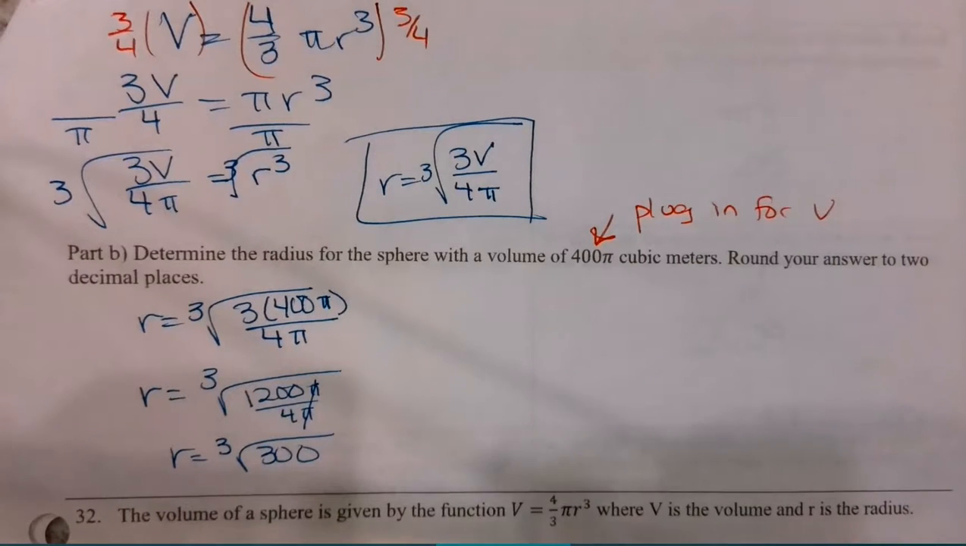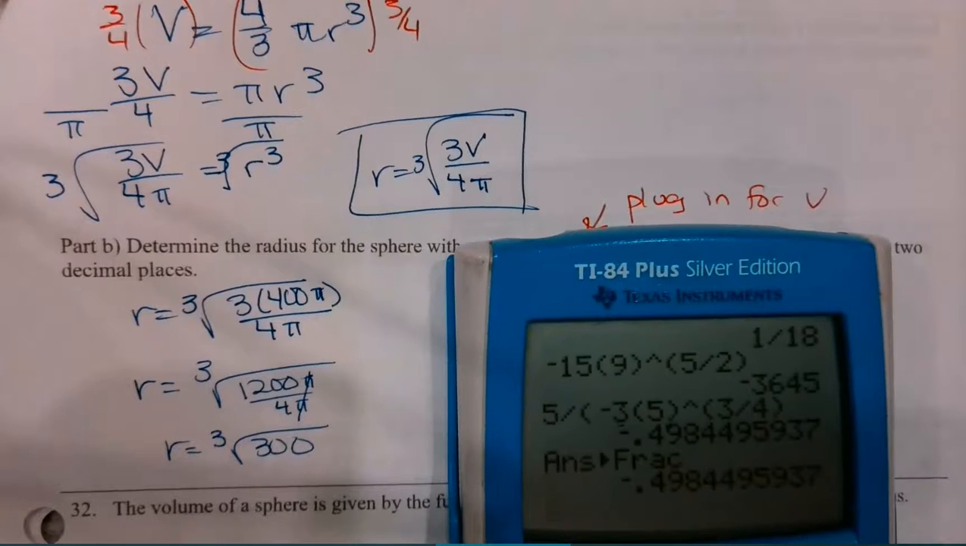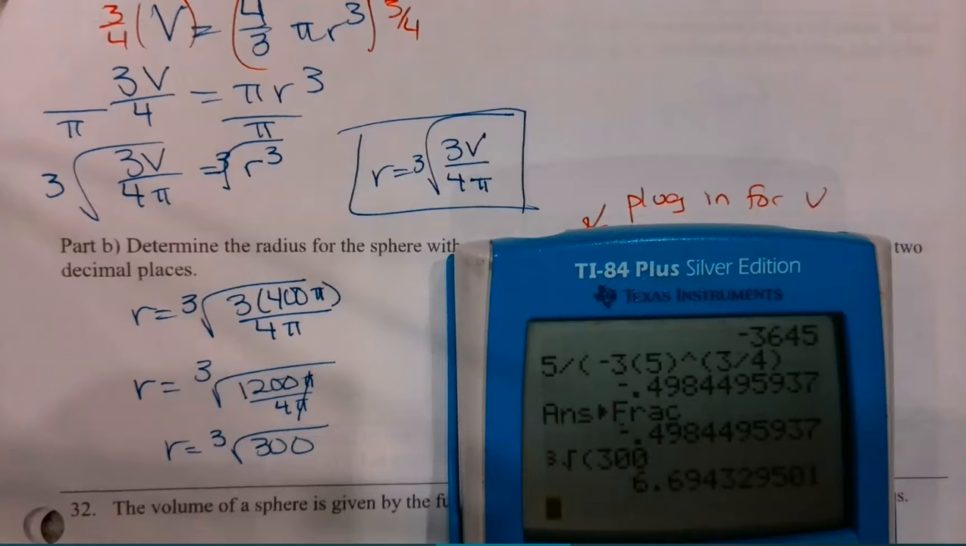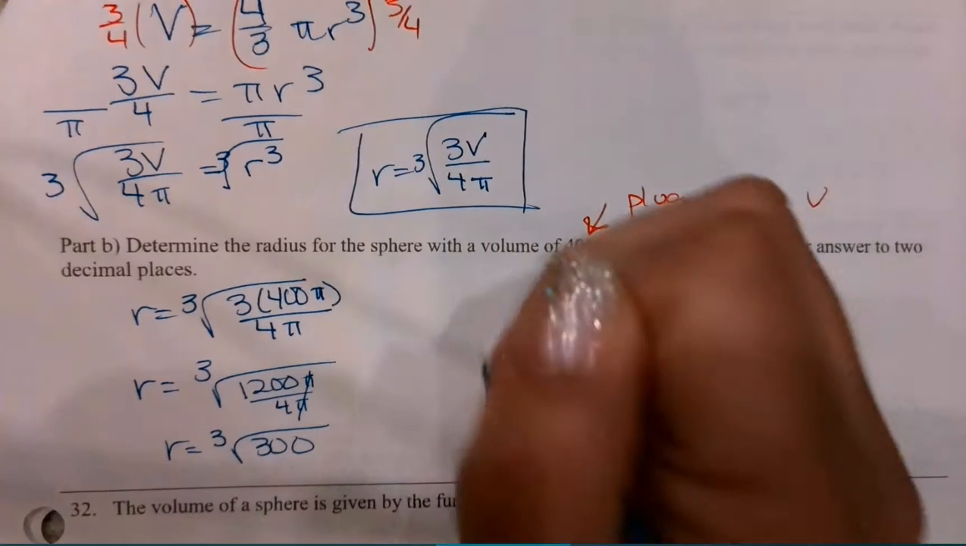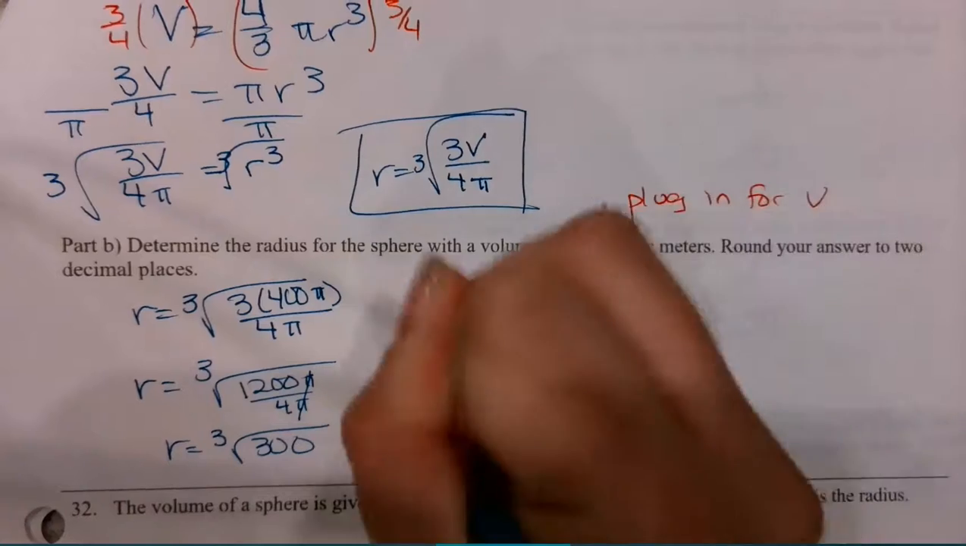I want to round my answer to 2 decimal places, so that means I need to type it on my calculator. I go math, choice 4, 300. Which gives me 6.69 meters.